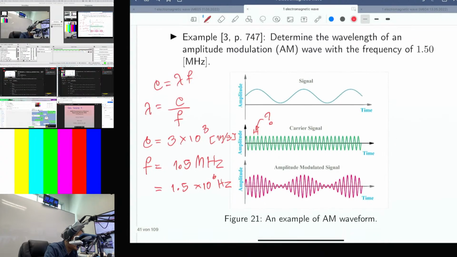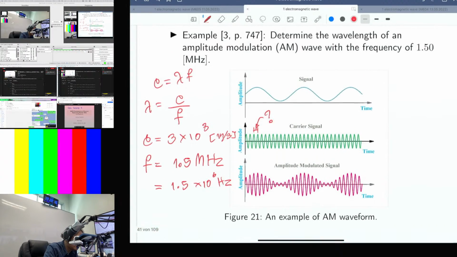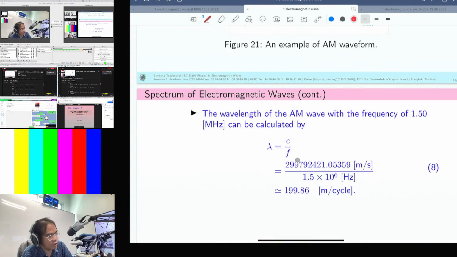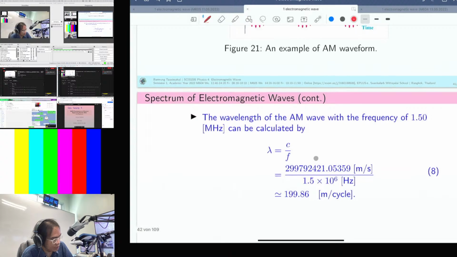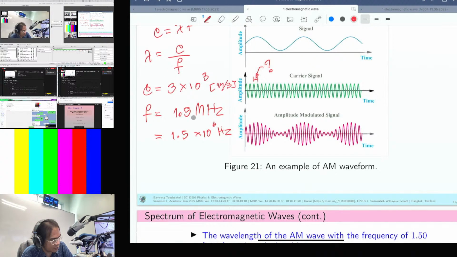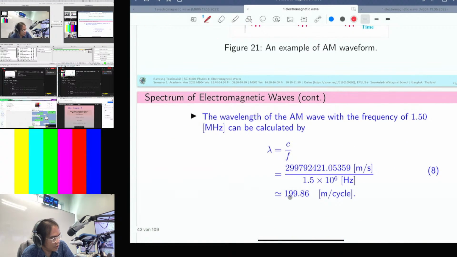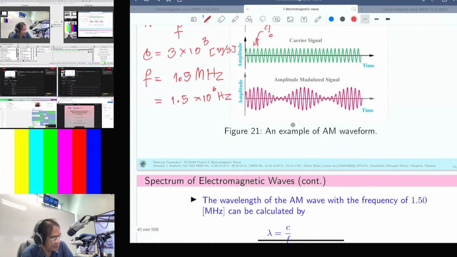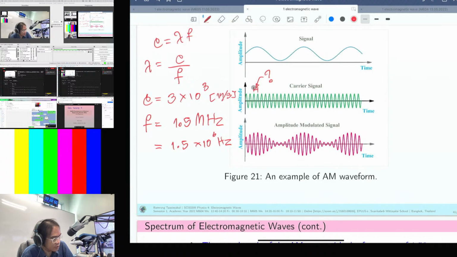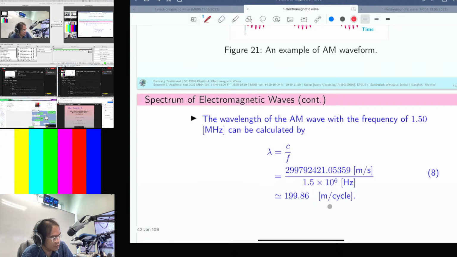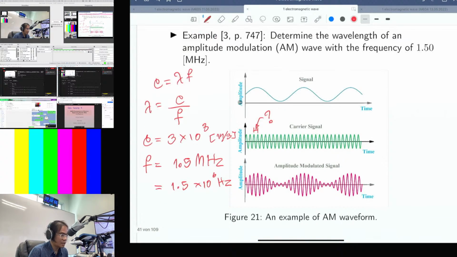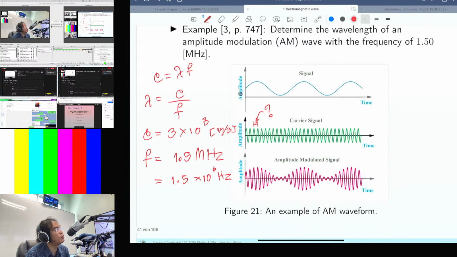Once you get this, it's high school level, and f as the frequency is 1.5 times 10 to the 6, and you get almost 200, right? Because this is number 3 and this is 1.5, it is 200. 200 meters per cycle. It means the length here is 200 meters.